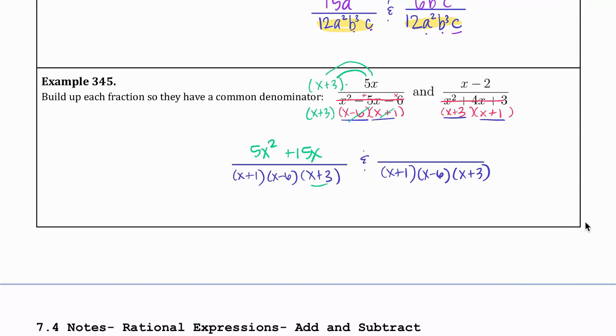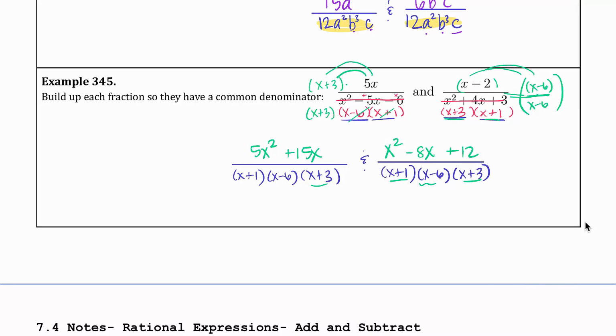So our second one, look, this one has an x plus 3, an x plus 1, but we're missing this x minus 6. So I'm going to multiply our top and bottom by x minus 6. Okay, so on top, it's like we're distributing that. I'm going to kind of do part of it in my head. X times x is x squared. We have negative 6x minus 2 more x's, so negative 8x. Negative 2 times negative 6 is positive 12.